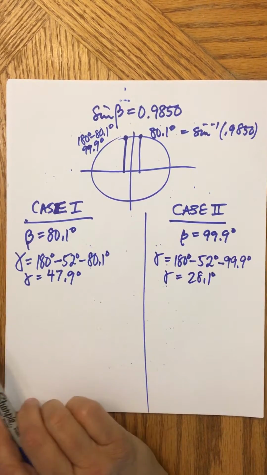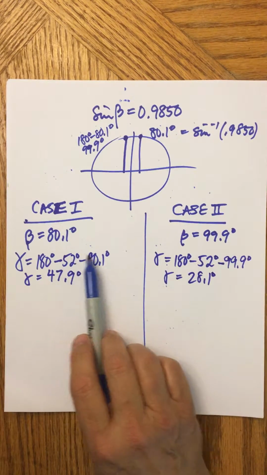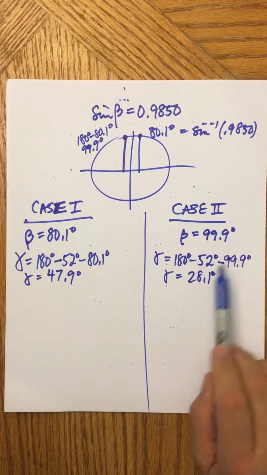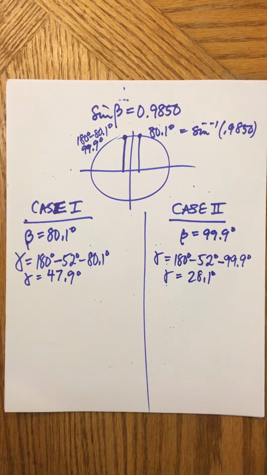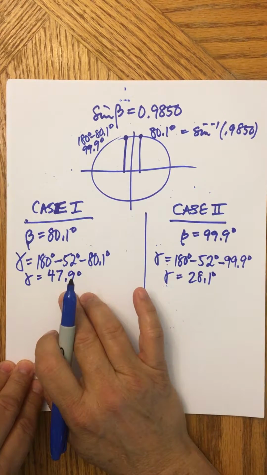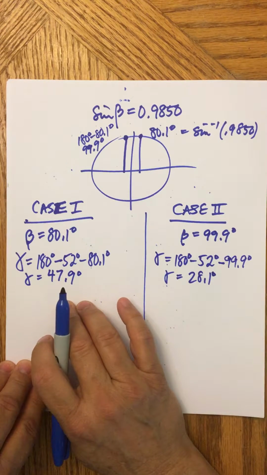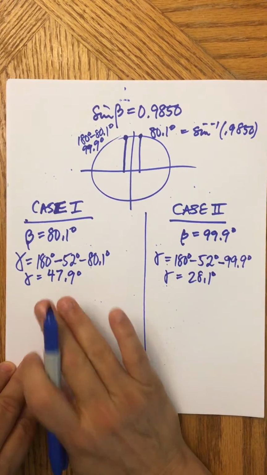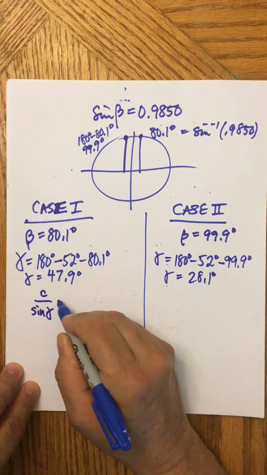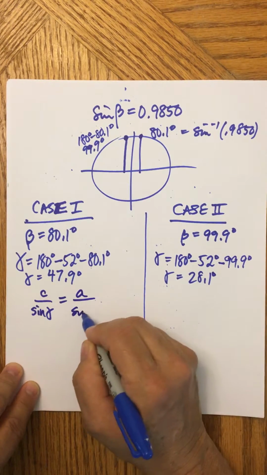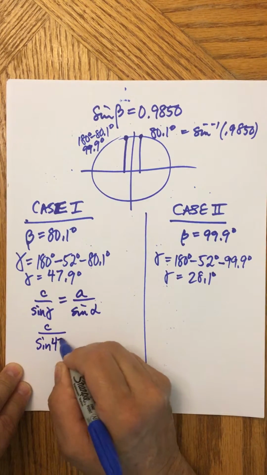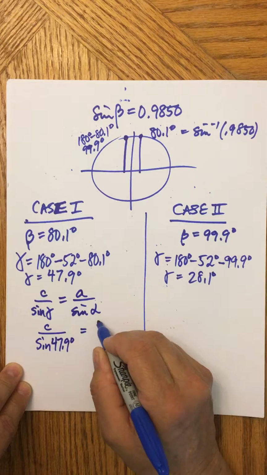So it is possible for the sum of alpha, beta, and gamma to be 180 degrees in case 1, and for alpha, beta, and gamma to be 180 degrees in case 2. So you've got two triangles that are possible. Okay? So now you keep going, now that we've solved for pretty much everything except for side C, we're going to solve for side C for both of these. So C is to sine of gamma as A is to sine of alpha.